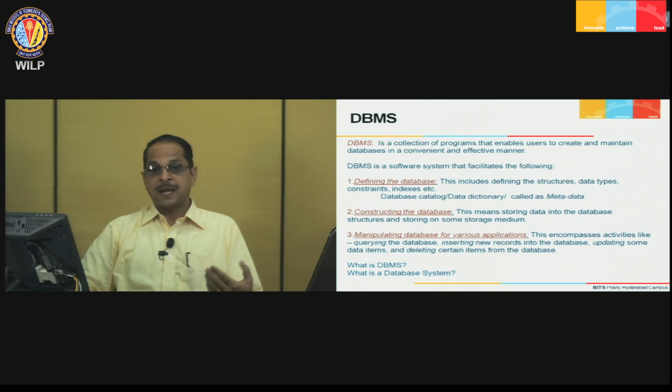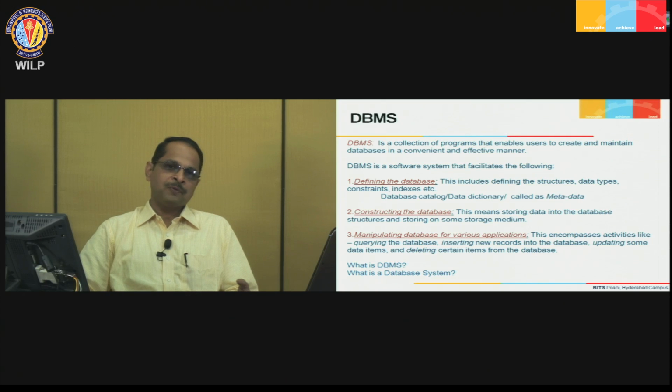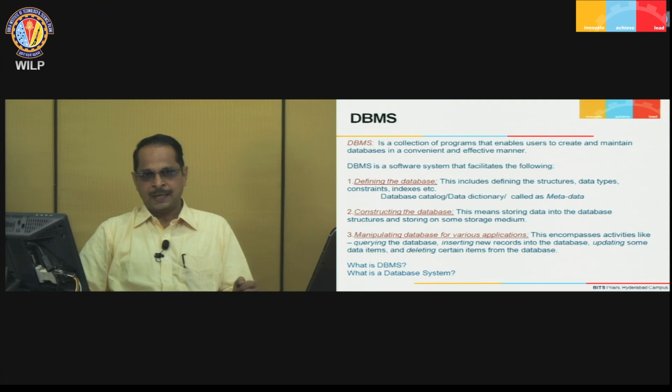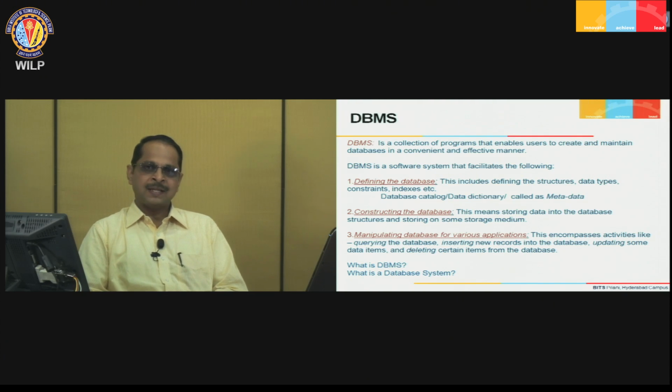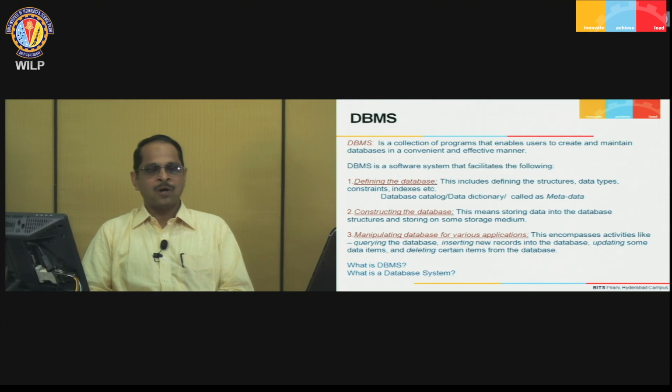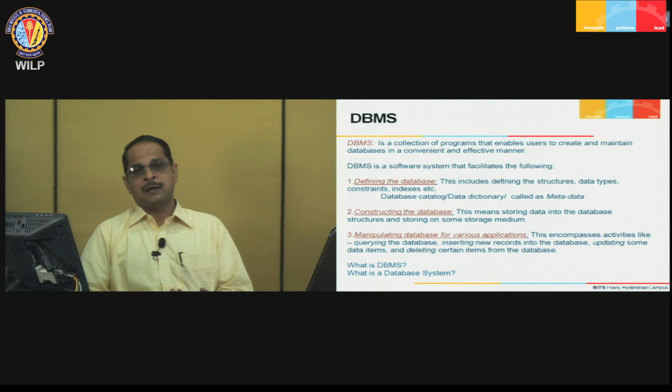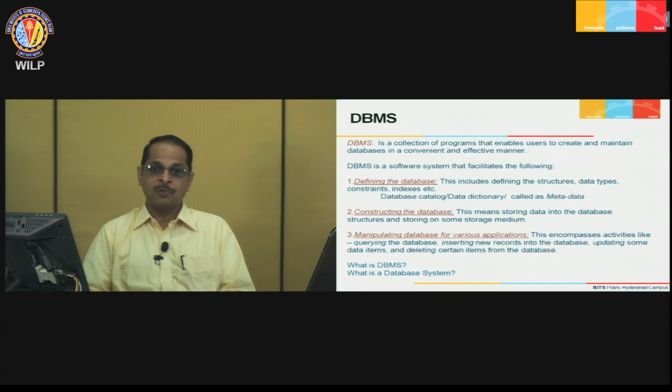Then what is a database management system? In computer terminology, any system is a collection of programs written in some programming language. Similarly, a database management system is a collection of programs that enables users to create and maintain databases in a convenient and effective manner. Basically it is a collection of programs, or otherwise a software. A DBMS is a software system that facilitates the following. So what are the functionalities or facilities provided by this database management system to the end user?